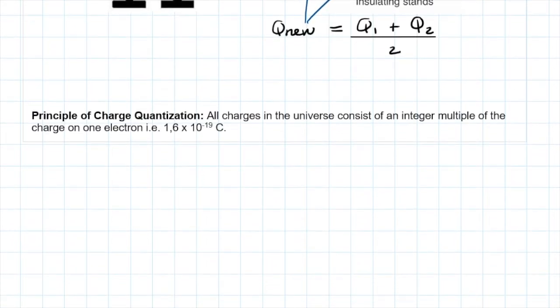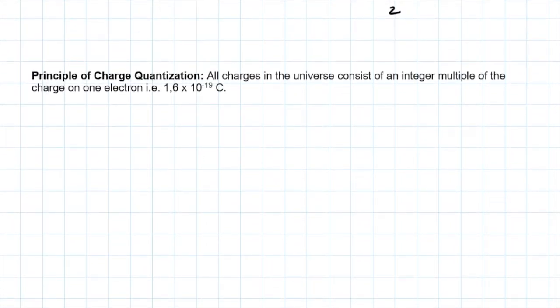The next principle that we taught you in grade 10 is the principle of quantization of charge, or the principle of charge quantization, which says all charges in the universe consist of an integer multiple of the charge on one electron. And the charge on one electron is given as 1,6 times 10 to the negative 19 coulomb. This is just the magnitude of the charge on an electron, because we know the charge on an electron is actually negative.